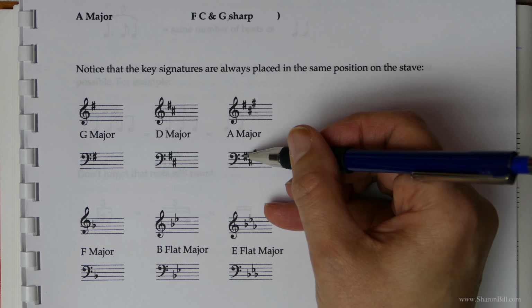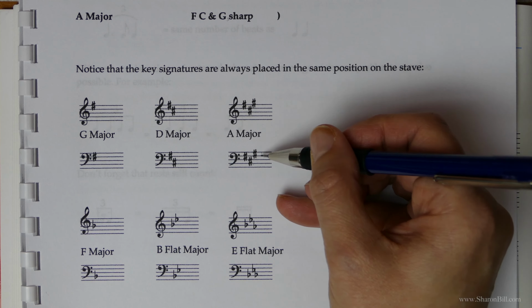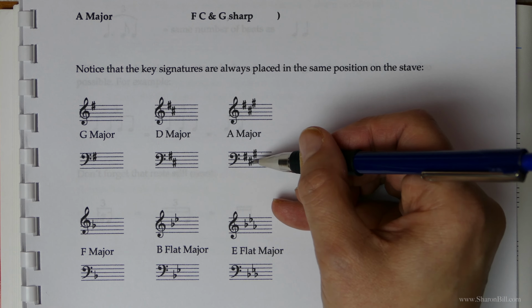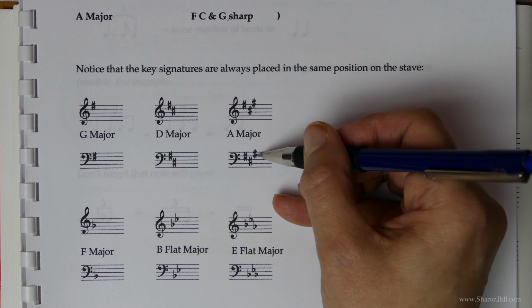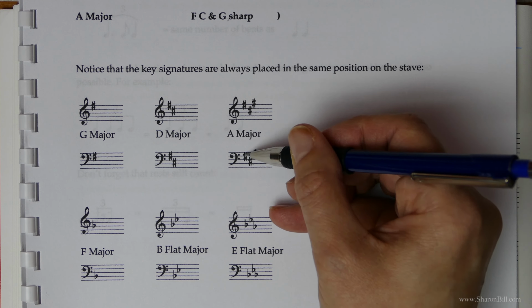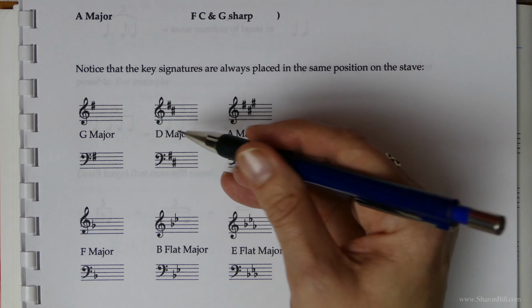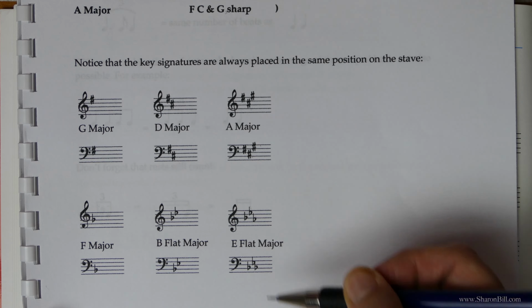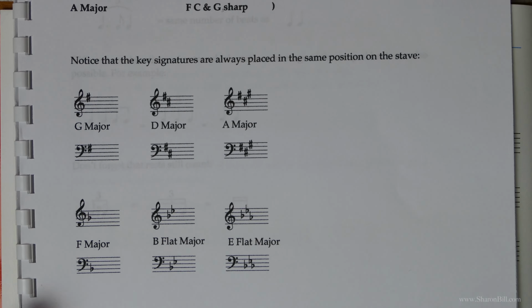And it's the top F sharp without using a ledger line, the top C sharp without using a ledger line, and then it's the top G sharp without using a ledger line. And so it makes this diamond shaped pattern. So just be careful to place all of your sharps and flats in exactly the correct position.